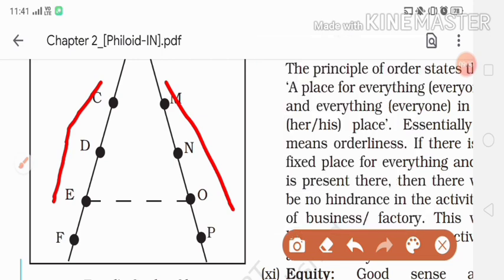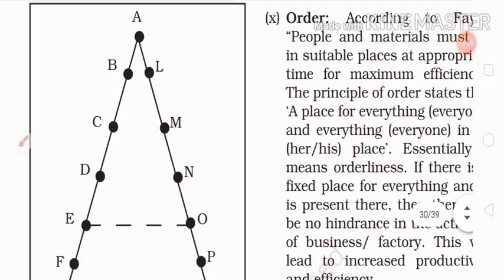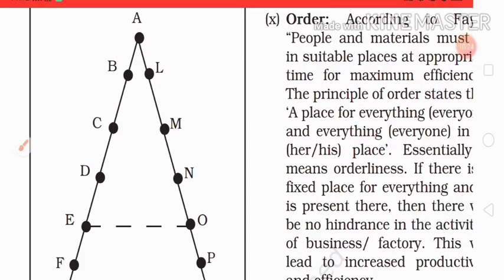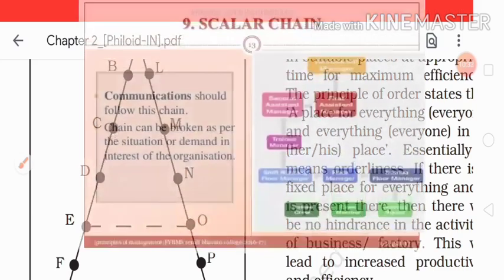So according to the scalar chain principle, if E wants to contact O, then he has to move through E, D, B, then C to B, then A. Okay, you can see here A, L, M, N, O. So if this chain is broken, then there will be a communication gap in the organization.